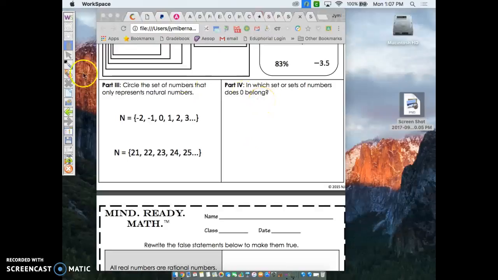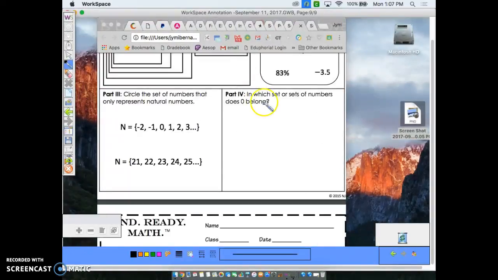And I'm going to go ahead and add to that and say, explain. So I don't just want you to tell me what set it belongs to. I want you to explain to me why it belongs to that particular set. And then this should be glued in the right-hand side of your notebook, and we will talk about it tomorrow.